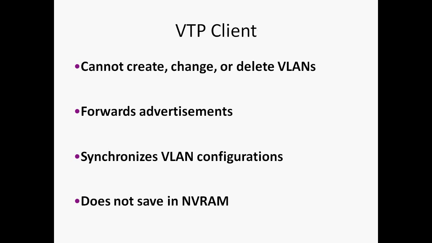VTP client. In VTP client mode, we cannot create, change or delete a VLAN. It just forwards the advertisement. If a VTP server creates, modifies or deletes a VLAN, that information is processed to the VTP client. The VTP client accepts that information and passes it on to the neighboring VTP client switches. It synchronizes the VLAN configuration. In VTP client mode, the information is not stored in NVRAM.